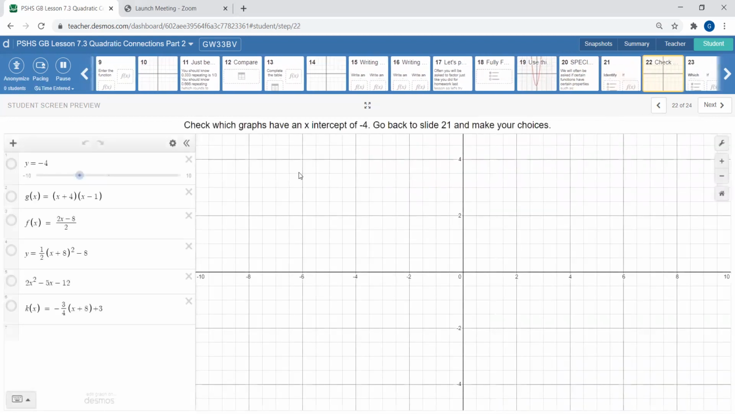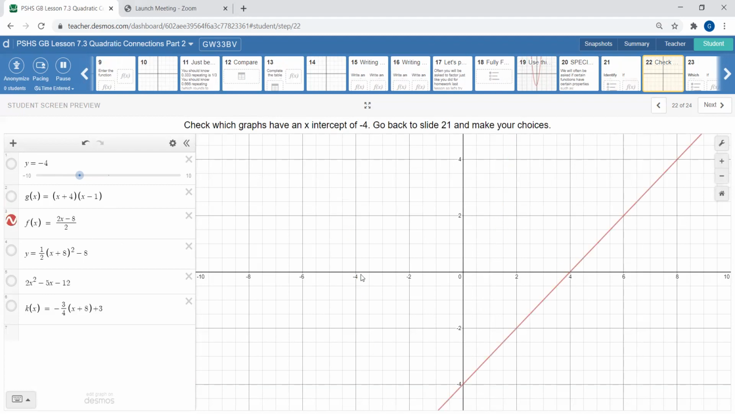Now, to save us time again, I've actually gone ahead and typed each one of these in, but I've switched it off. So if I switch this on, I'm looking for what does it go through negative 4 on the x-axis? So no, but it goes through negative 4 on the y-axis, but I'm not really interested in that. For the next one, there you go. That second one certainly goes through negative 4.